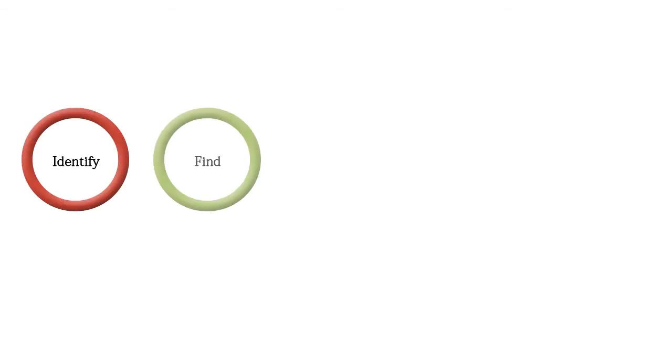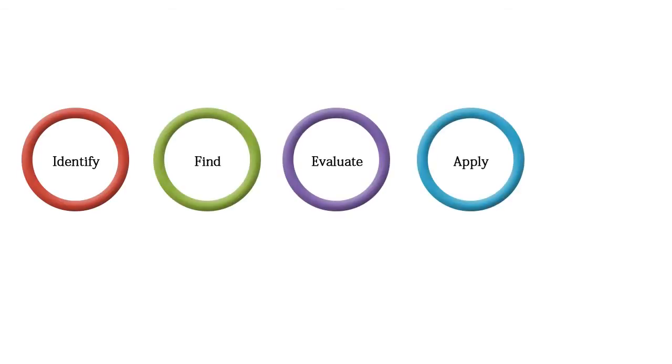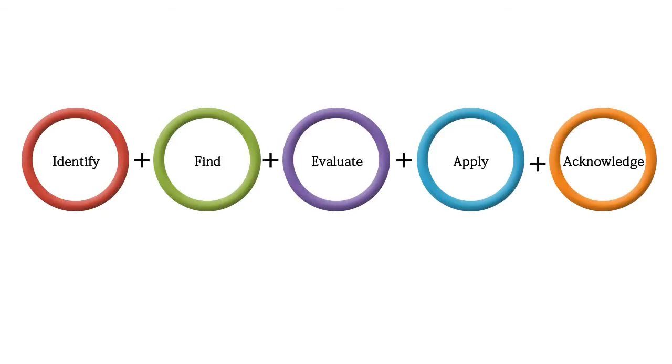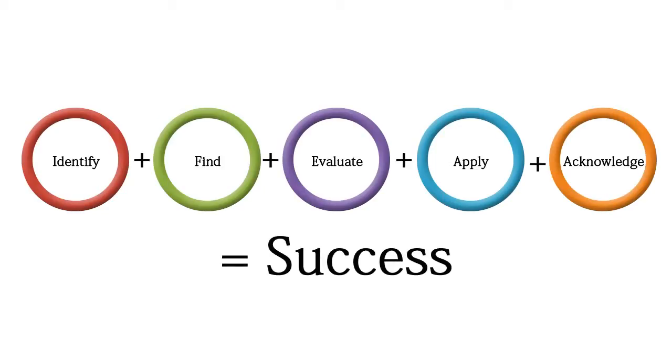Information literacy can be divided into 5 separate components. Let's take a look at how each of these components applies to success in college or university and in real life. The first component is about identifying the nature and extent of the information you need.